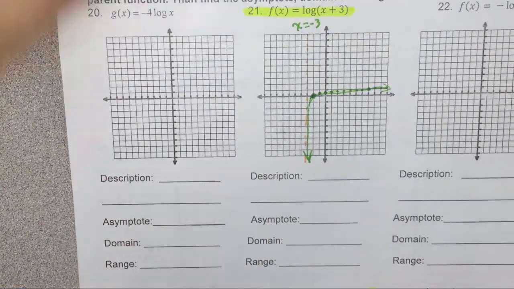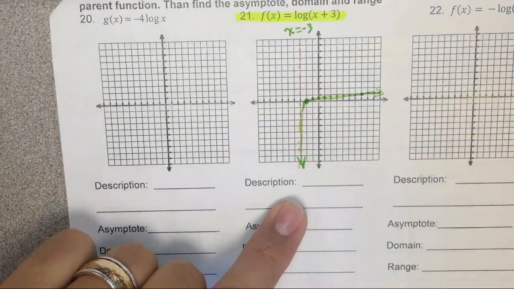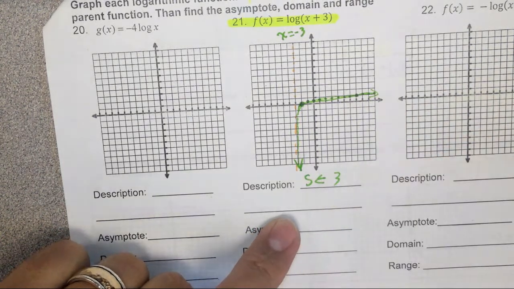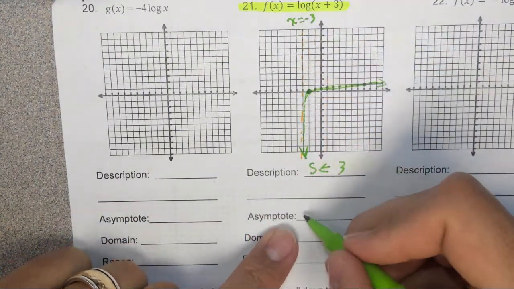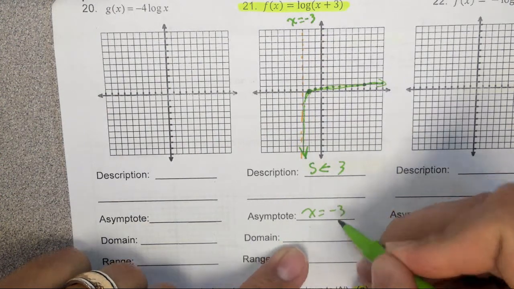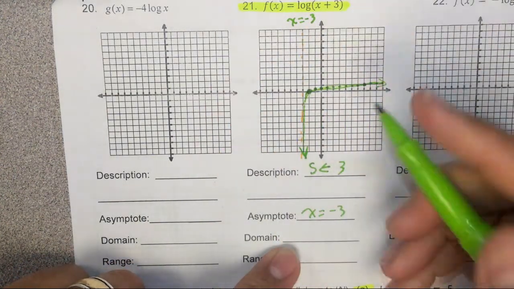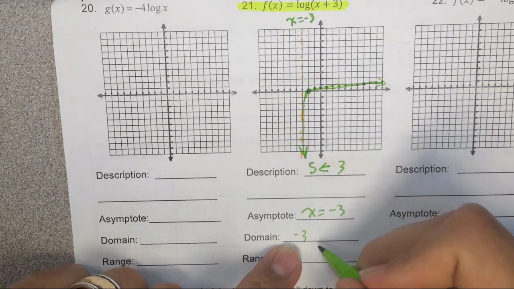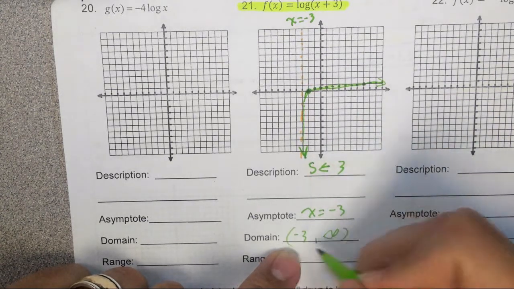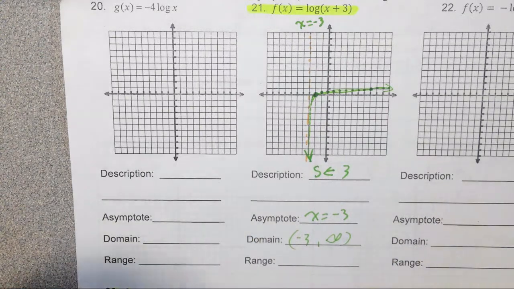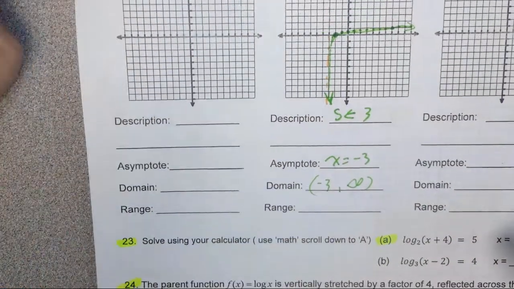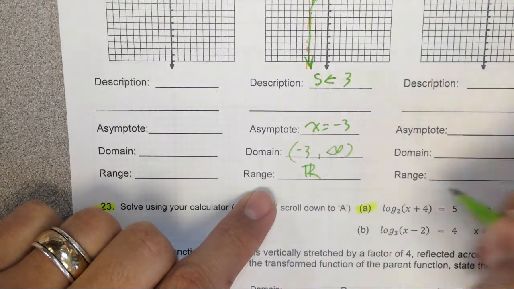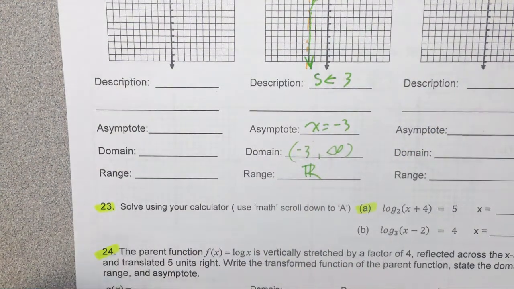Let's go ahead and fill these values out. Description, well, we said it was shifted left 3. My asymptote we talked about, x equals negative 3. My domain, we know it ended at negative 3, so we use that for my asymptote, and take it all the way out to infinity, and it's curved braces because it can't touch the asymptote or infinity. And my range for all these log functions is all real numbers. Wonderful.